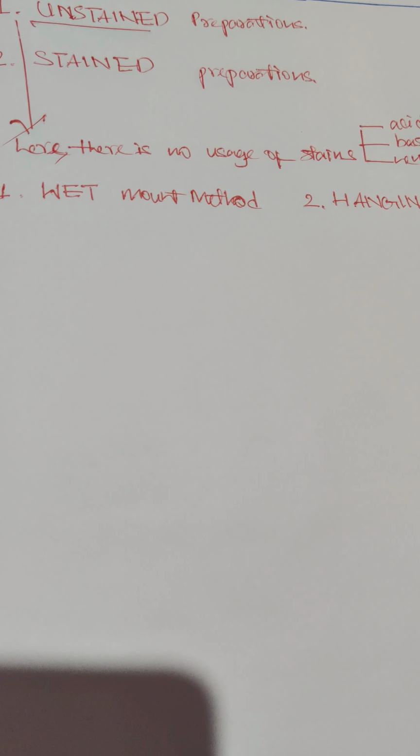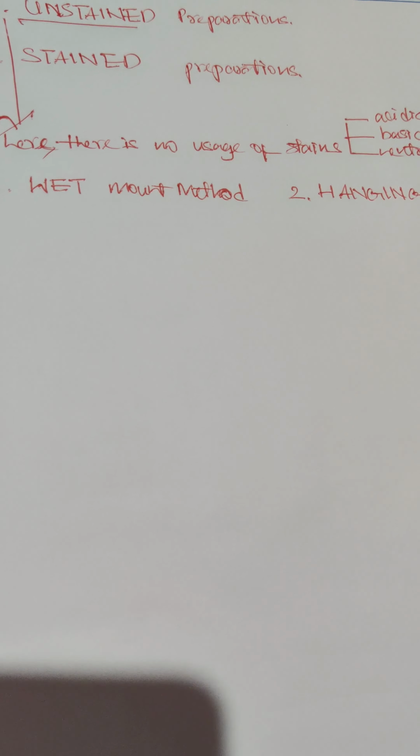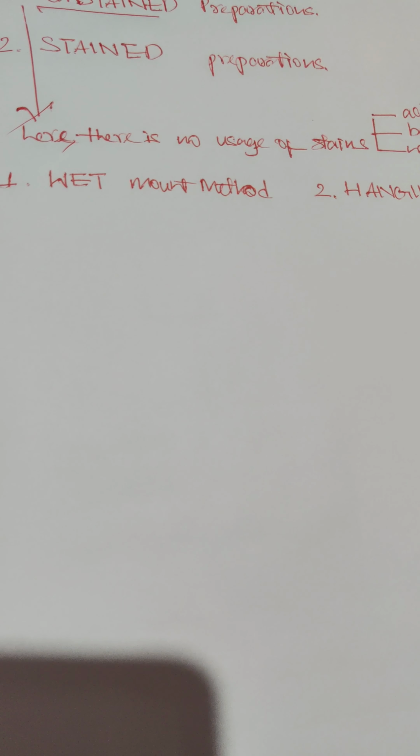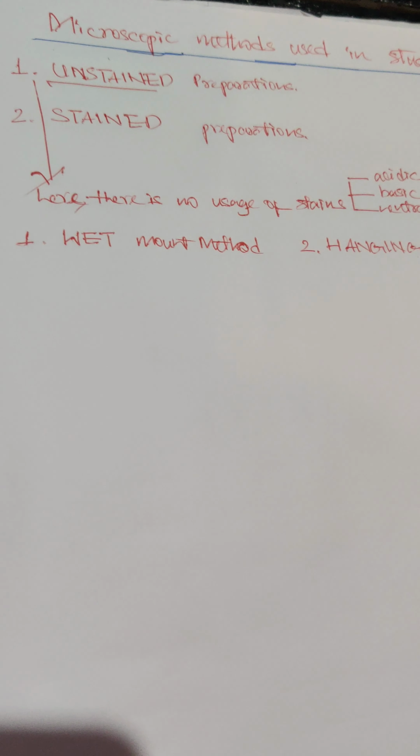As you know, in supravital staining there are four methods or techniques. The first one is simple staining, the second is negative staining, the third is the impregnation method, and the fourth is differential staining. Under differential staining come gram staining, acid fast staining, also known as the Ziehl-Neelsen method, and third is Albert staining.